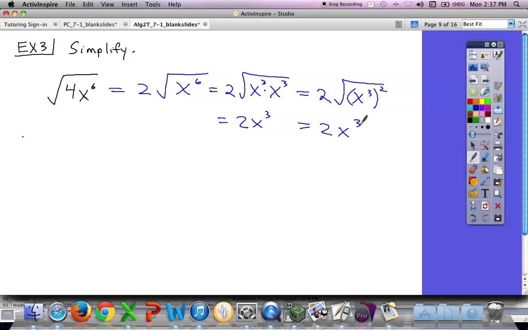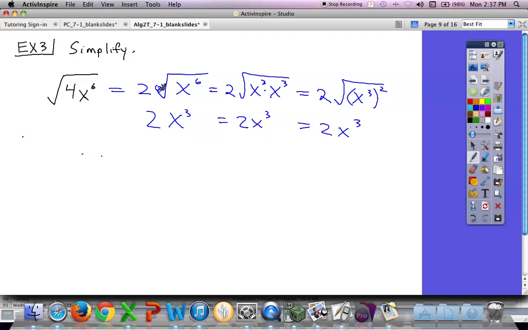Now, most of the time, the way I do it is like this. I'm going to take the 6, which is the exponent, and I'm going to divide by the index, in this case, 2. Right? 6 divided by 2 is 3. That means 3 x's come out. Nothing is left inside. There's your answer. So divide the exponent by the index. That's how many x's come out.